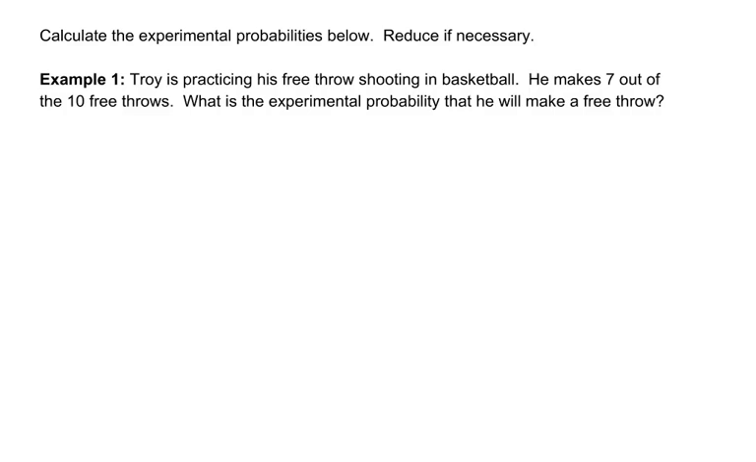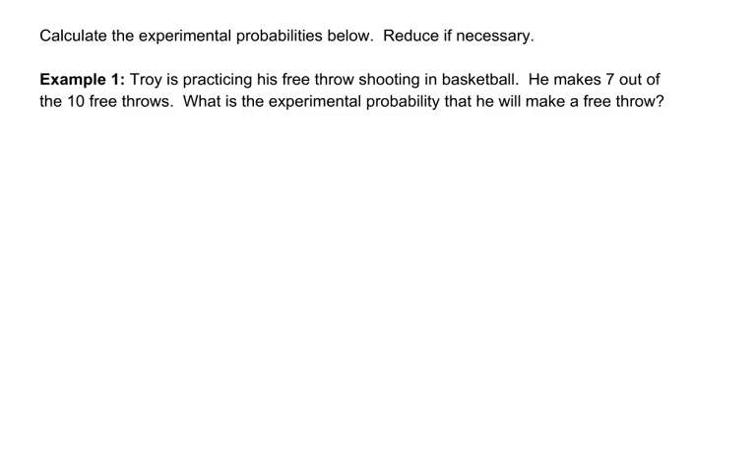It says, calculate the experimental probabilities below, reduce if necessary. So example 1, Troy is practicing his free throw shooting in basketball. He makes 7 out of the 10 free throws. What is the experimental probability that he will make a free throw?